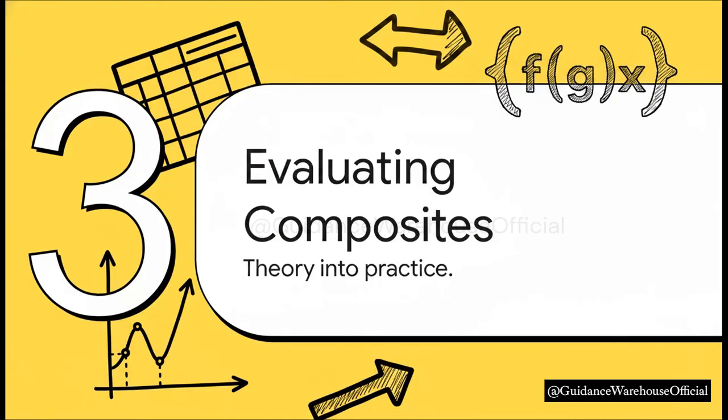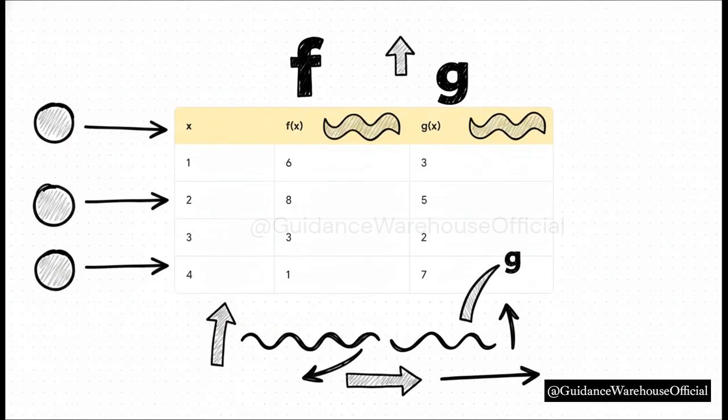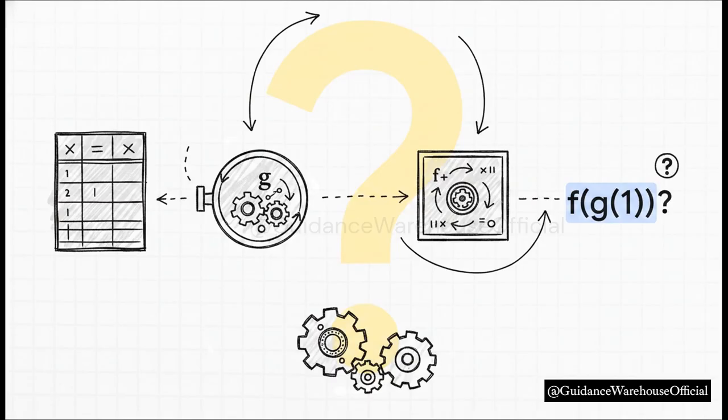We're going to see how this works with functions given to us in tables, on graphs, the whole shebang. So on this slide, we've got two functions, f and g, laid out in a simple table. For any given x, we can just look up the output for f(x) and g(x). All right, time for a quick check-in. Using that inside-out rule we just talked about and the data in this table, can you figure out the value of (f∘g)(1)? Go on, hit pause, and give it a shot.